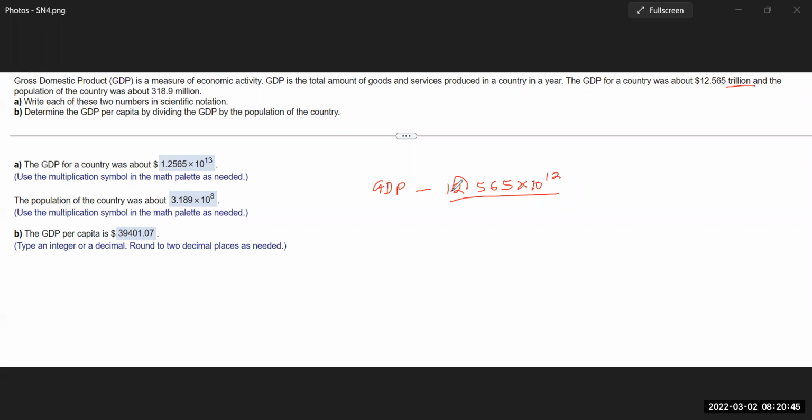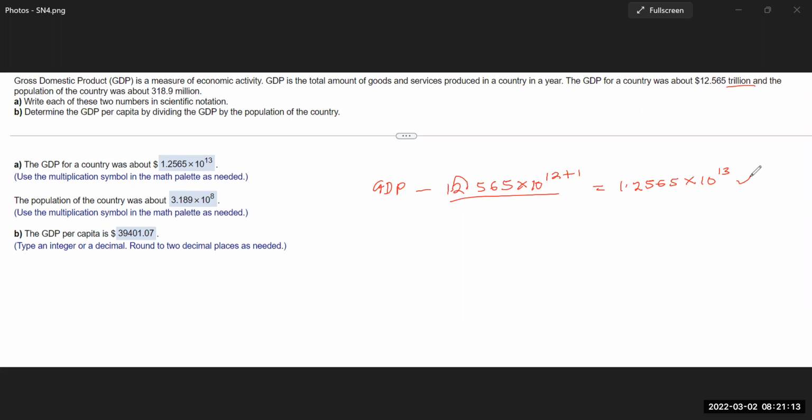And moving it to the left once means that you are increasing the power of 10 by 1. Is that okay? So now this number transforms into 1.2565 times 10 to the exponent 13. And this is in scientific notation. Nice. So that is the GDP in scientific notation.